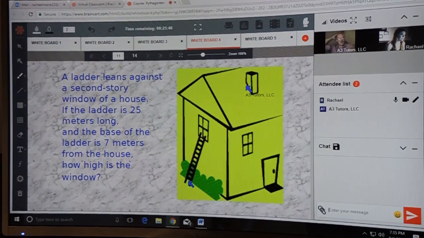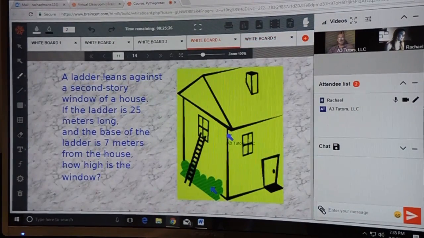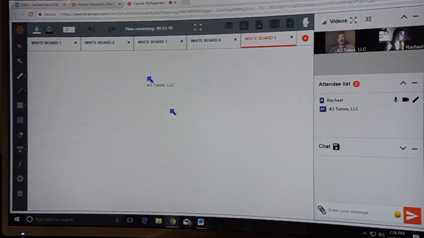Could you use the Pythagorean Theorem to solve this? Yes. How so? Well, right here, from the window down, and then... It's a right angle here, so we can use that as a right triangle. Okay. All right. I'm going to have you put that on a whiteboard, if you would. Go ahead and draw that out for me.